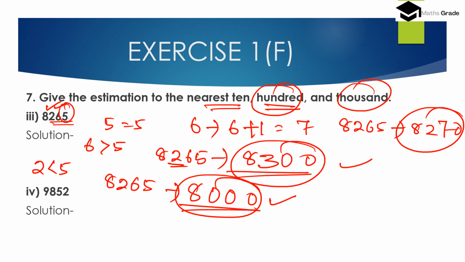So 8265 rounded up to the nearest 10 is 8270, and 8265 rounded up to the nearest 100 is 8300, and 8265 rounded up to the nearest 1000 is 8000.